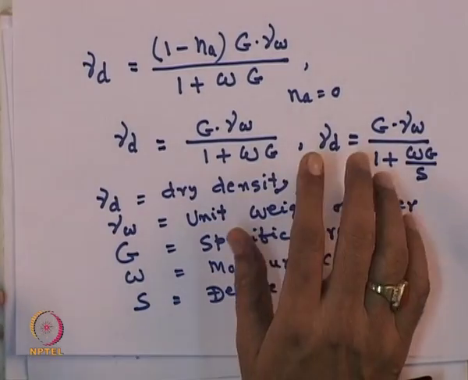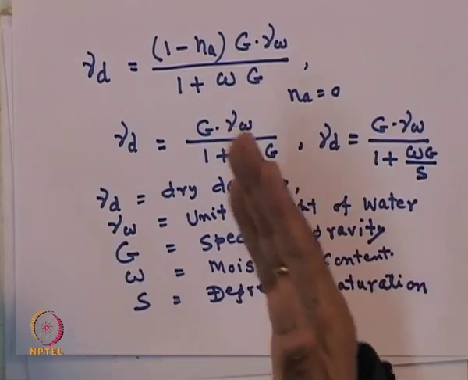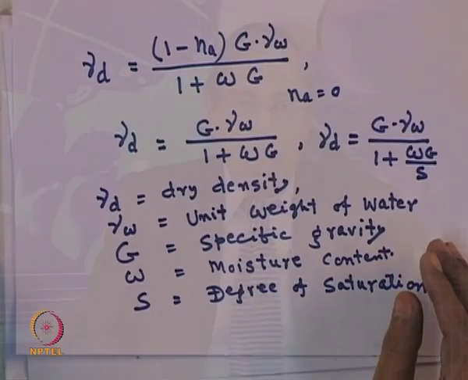So, from this equation we can draw the zero air void line. For the compaction test we require some apparatus and accessories.